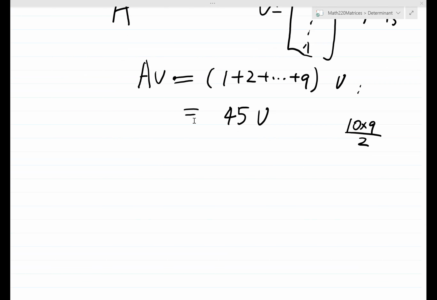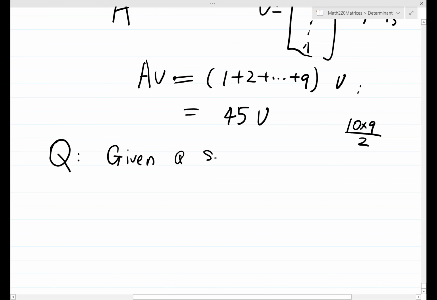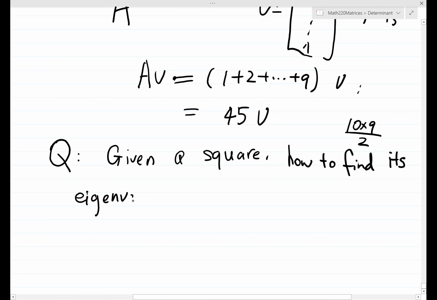Question. Given a square matrix, how do we find its eigenvectors and eigenvalues?